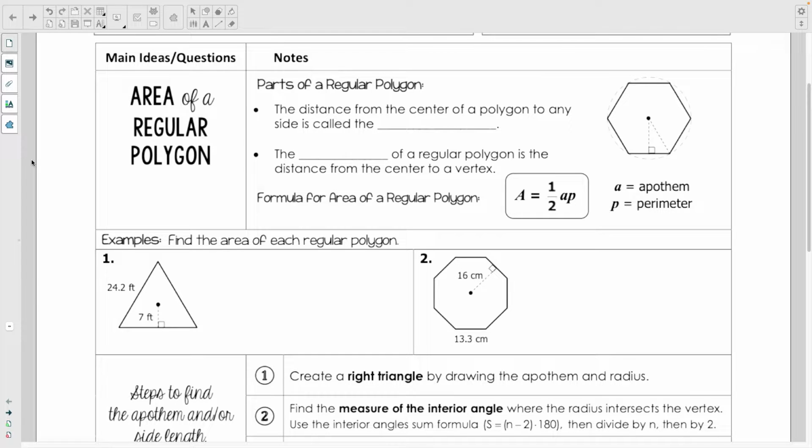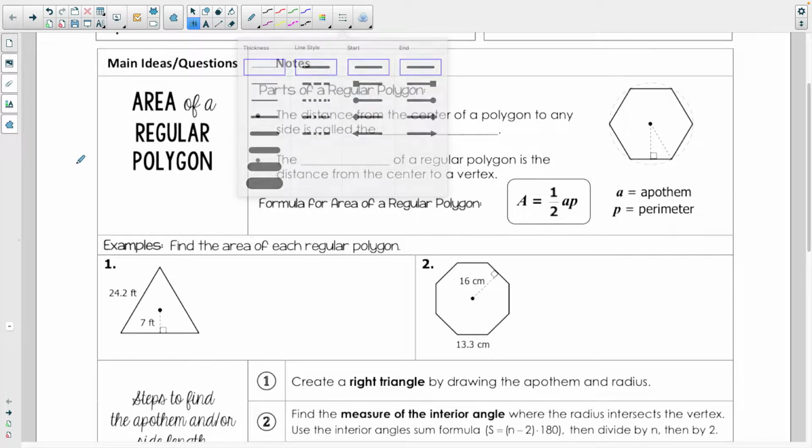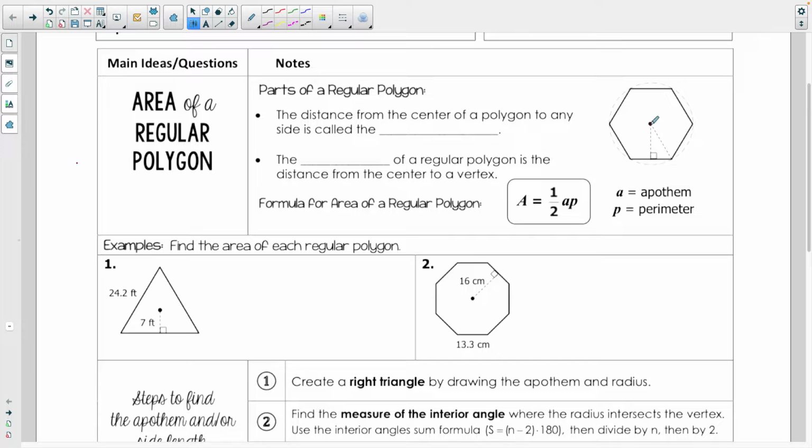All right, the distance from the center of a polygon to any side is called the apothem. So this distance right here, center to side, is called the apothem. The apothem always cuts the side of the shape in half. So it's always going to cut here and bisect, and it's always going to be perpendicular.